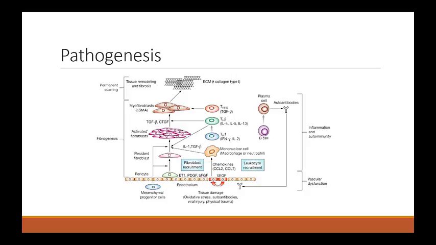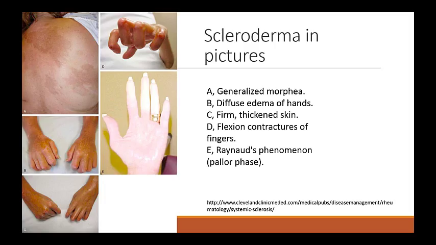Pathogenesis, very briefly, basically is immune dysregulation and vascular reactivity, and all of this ends up leading to collagen deposition and fibrosis with tissue remodeling. I'm not going to belabor this because we have a lot more to get into.